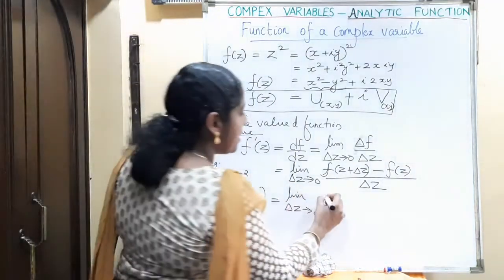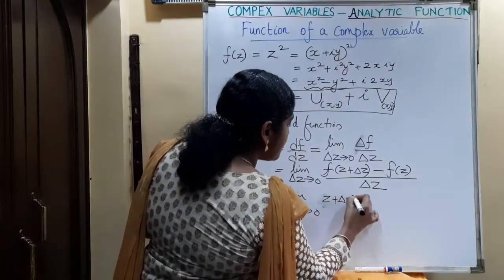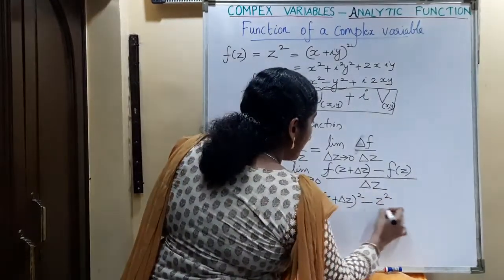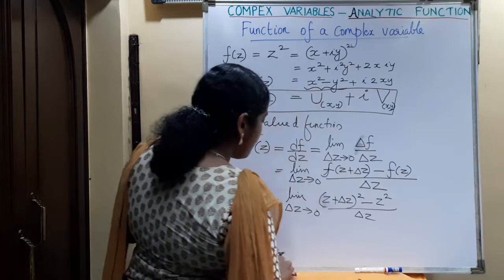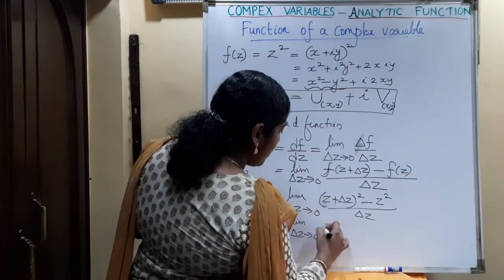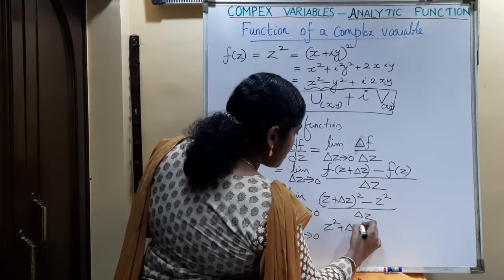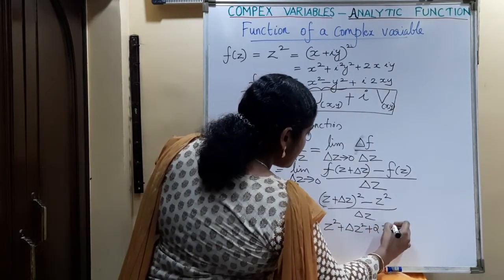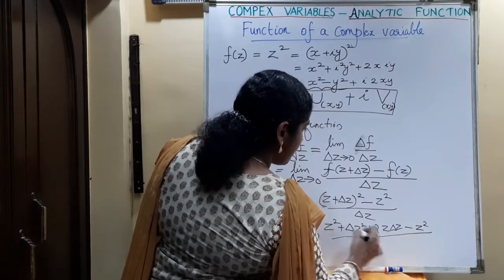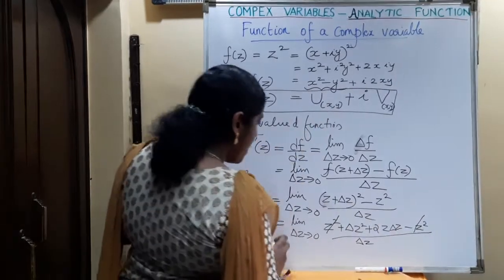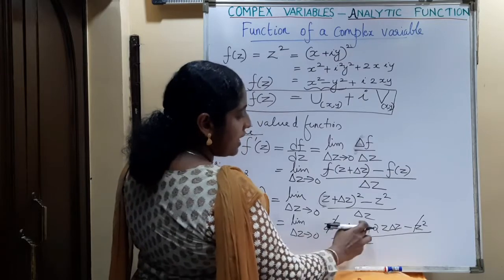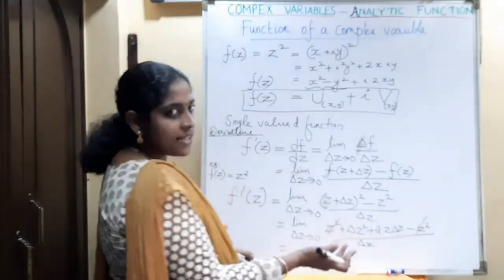So here z will be replaced by z plus delta z, all squared, minus f of z, which is z square, divided by delta z. So what is that? The limit as delta z tends to 0 of z square plus delta z square plus 2z delta z minus z square, divided by delta z, where this z square will cancel, and we are getting the limit as delta z tends to 0 of delta z square by delta z. What is that? Delta z.